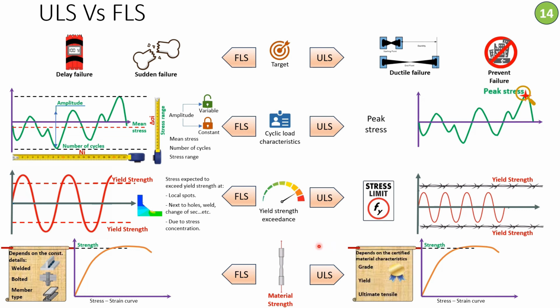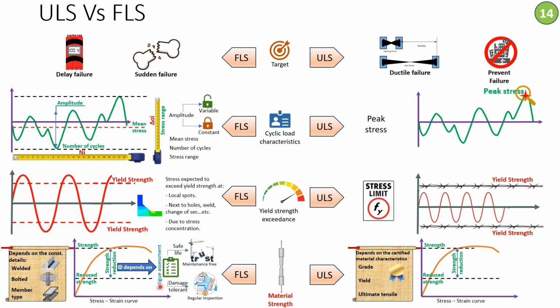On the other hand, in the ultimate limit state, the strength is defined by the material grade, which dictates the yield strength and the ultimate tensile strength. The other thing is the strength reduction factor. In fatigue, the strength reduction factor reflects how much reliability you have in the performance of the structure, and that's defined by the method of fatigue assessment that we spoke about, whether it is safe life or damage tolerant. On the other hand, in the ultimate limit state, the strength reduction factor is defined by the mode of failure, whether it's compression, tension, shear, or whatever.